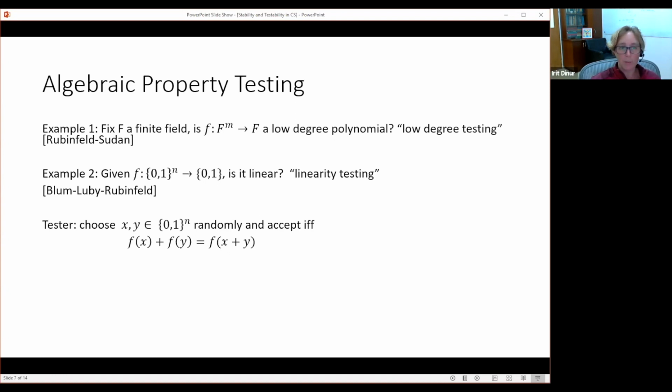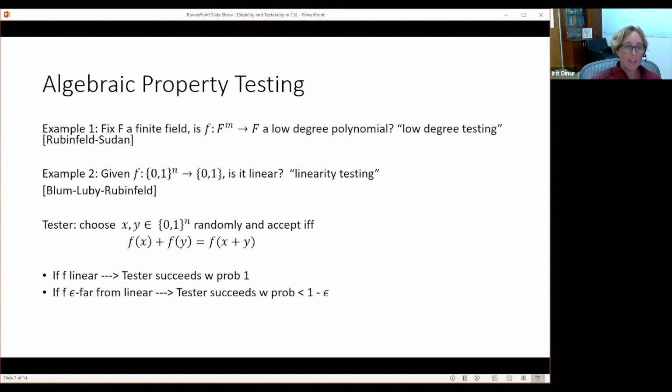Choose 2 random points, x and y, and then you read your function in 3 points: f at the 2 points that you chose, and f at point x plus y. And check if this equation holds: f of x plus f of y equals f of x plus y. So clearly, if f is a linear function, we'll succeed with probability 1. Every linear function satisfies this.